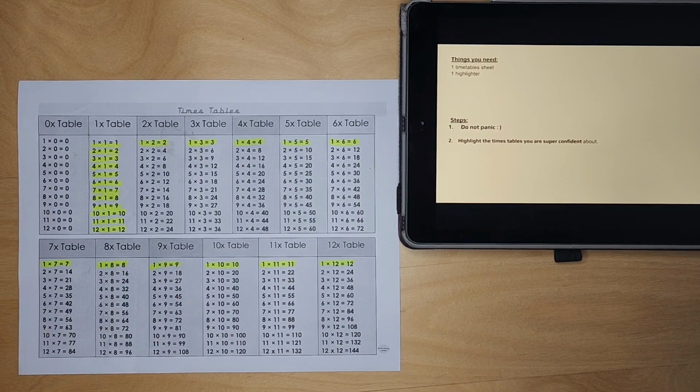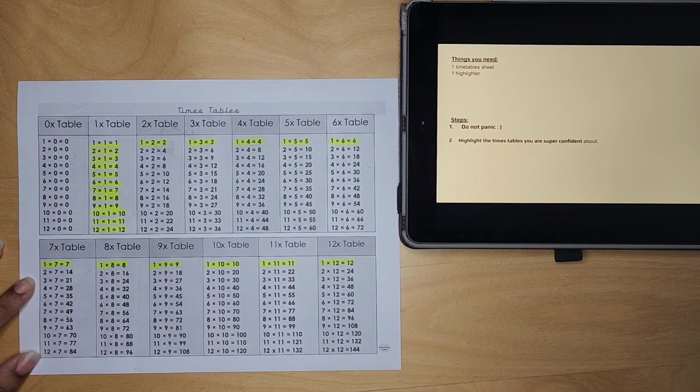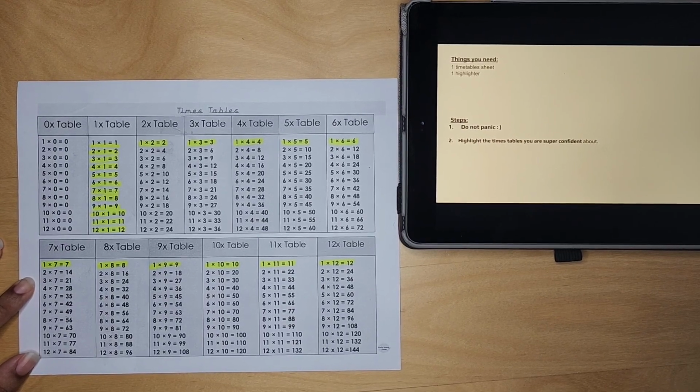That's what I want you to realize, that you definitely know more than you think you do. That's why never panic. Okay, let's see. So I'm very good with my 1 times tables. I'm also good with my 5 times tables, right? So let me highlight those. Again, remember, super confident means middle of the night, being woken up and asked what is 5 times 6. You should be able to say, oh, it's 30. Now let me go to sleep.